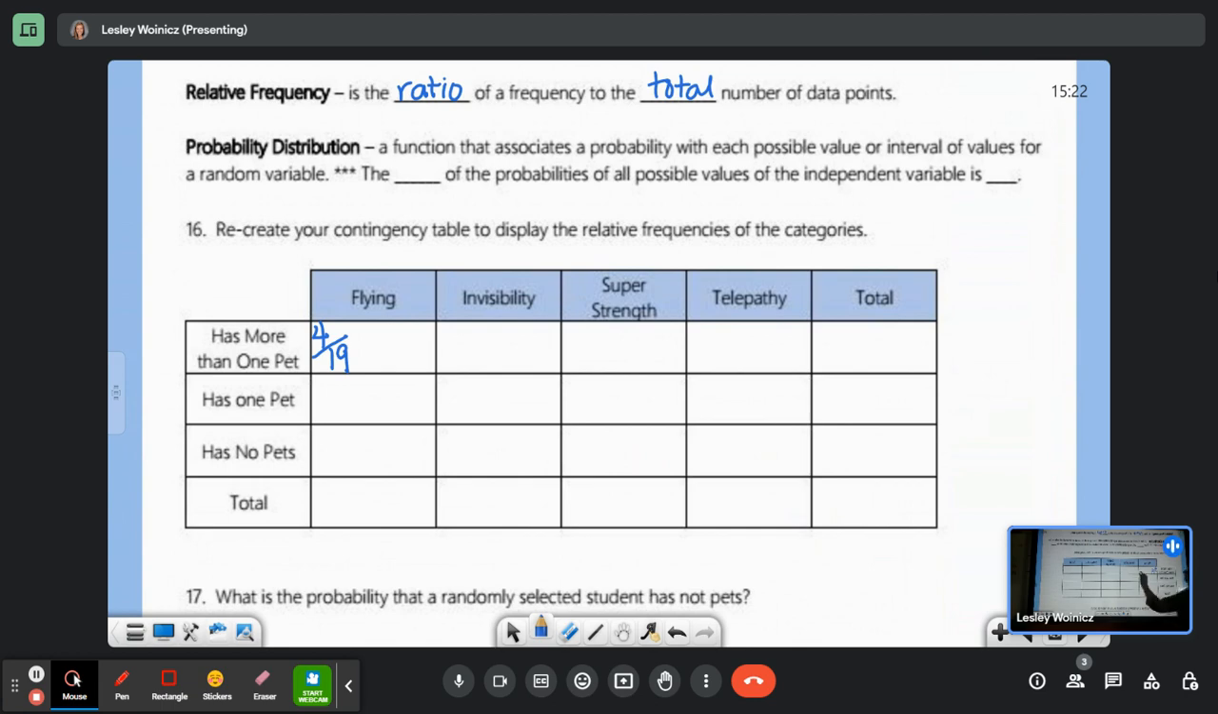Okay, for invisibility, we had 4 out of 19. We had 1 out of 19, 3 out of 19, 12 out of 19, 0 out of 19, 2 out of 19, 0 out of 19, 1 out of 19, 3 out of 19, 0 out of 19, 1 out of 19.